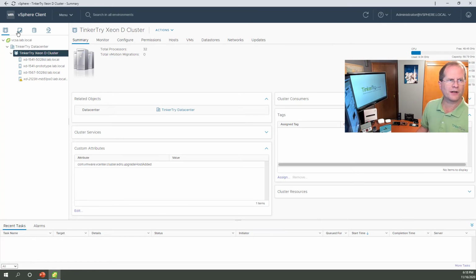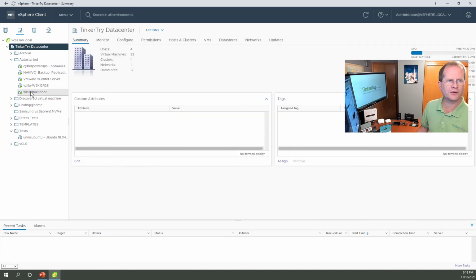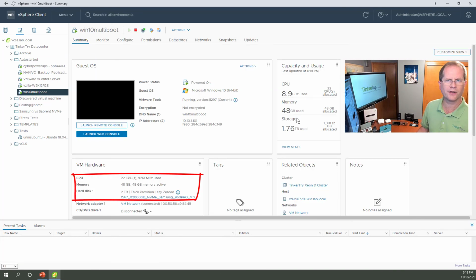Now, that VM I was telling you about is kind of special. You could call it rather large. It's given a whopping 48 GB of RAM.